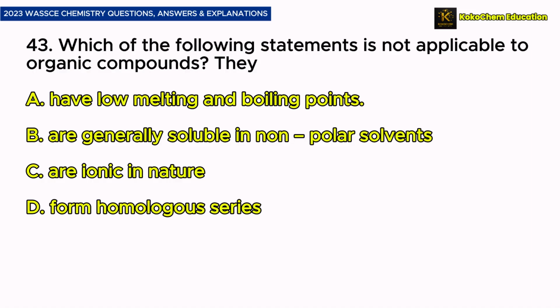Which of the following statements is not applicable to organic compounds? A. They have low melting and boiling point. B. They are generally soluble in non-polar solvent. C. They are ionic in nature. D. They form homologous series. The correct answer is C. They are ionic in nature.